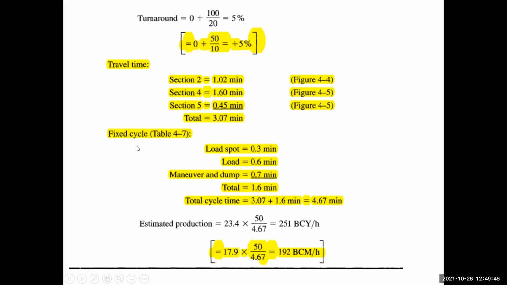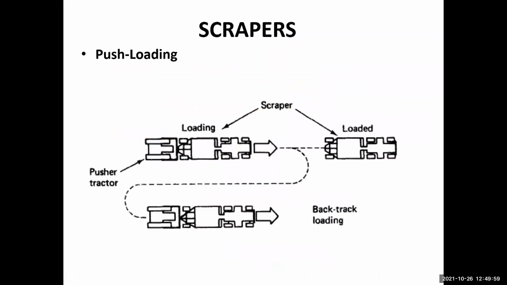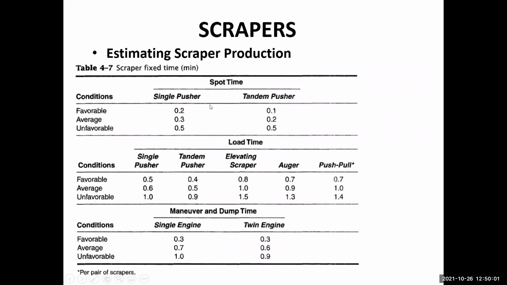For the fixed cycle, we will have to calculate these different times from table 4-7. It will be 0.3 minute. In this table 4-7, over here, first of all we will have to calculate the spot time. The material was average.